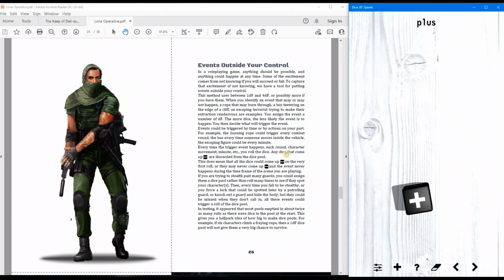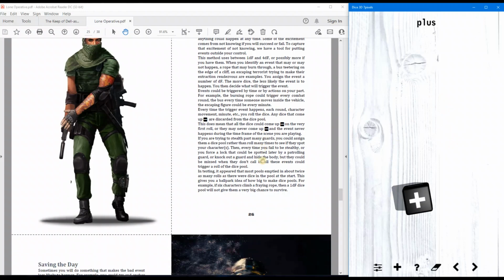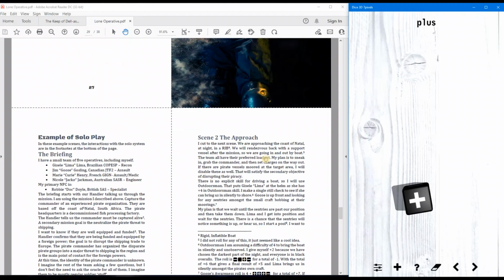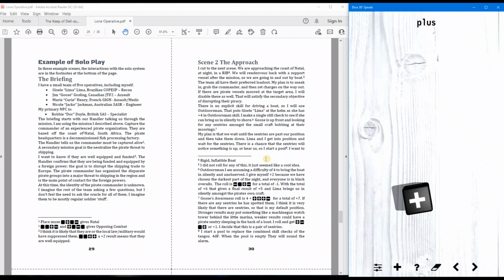But you never actually know when things are going to give way, and you could use that for working out, if you had guards patrolling and you don't know their timing, you could literally roll just to see when they come around the corner.